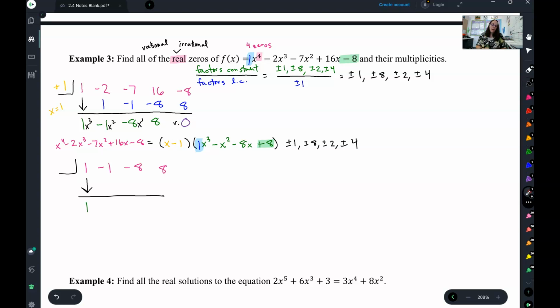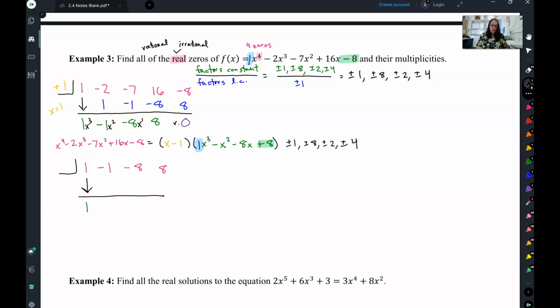Now you may ask, can we take positive 1 off the list because it already worked? No, we actually cannot do that. Just because 1 worked once doesn't mean that it might not work again.